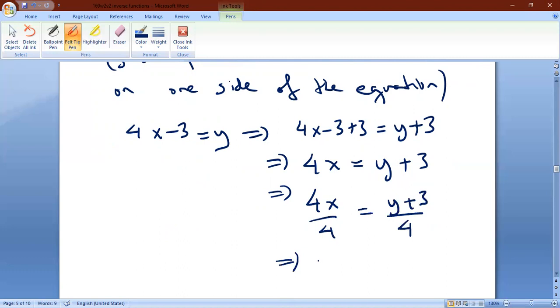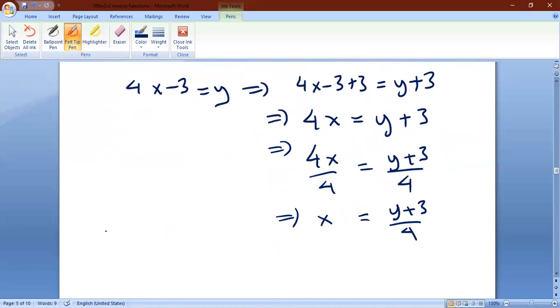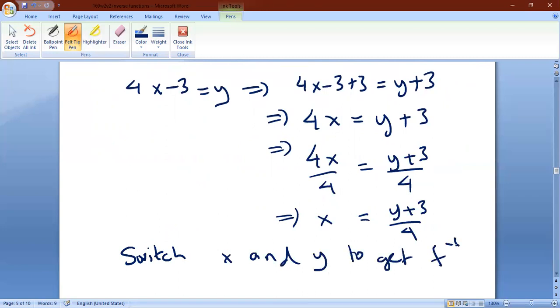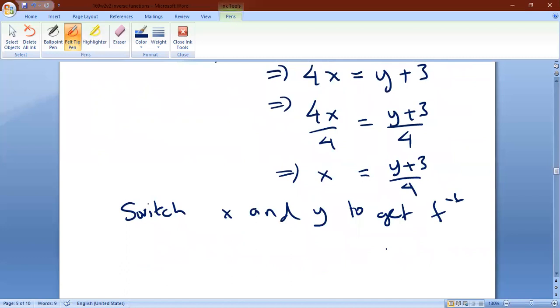And what do we get? x equals (y plus 3) over 4. And then last thing, switch x and y to get f inverse. Remember, x was the input of f, y was the output for f.